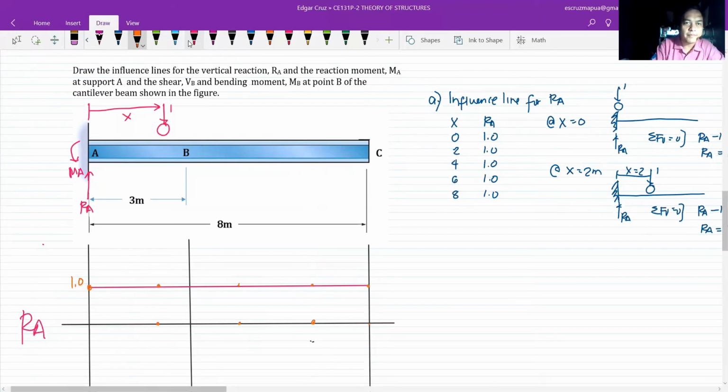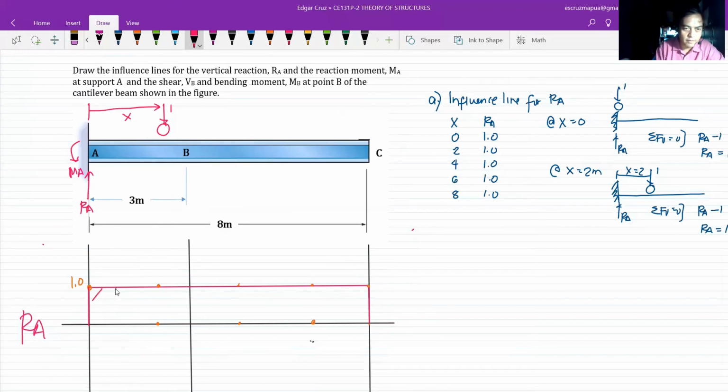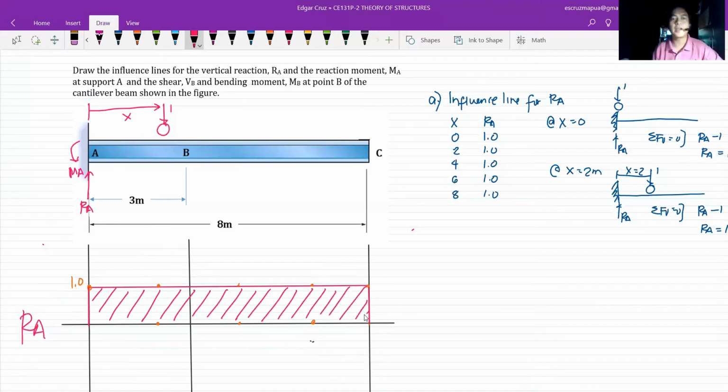So, basically, that is our influence line for RA. So, it's constant, 1.0 all throughout its span. The shear remains constant at any point. The unit load is from point A to point C.